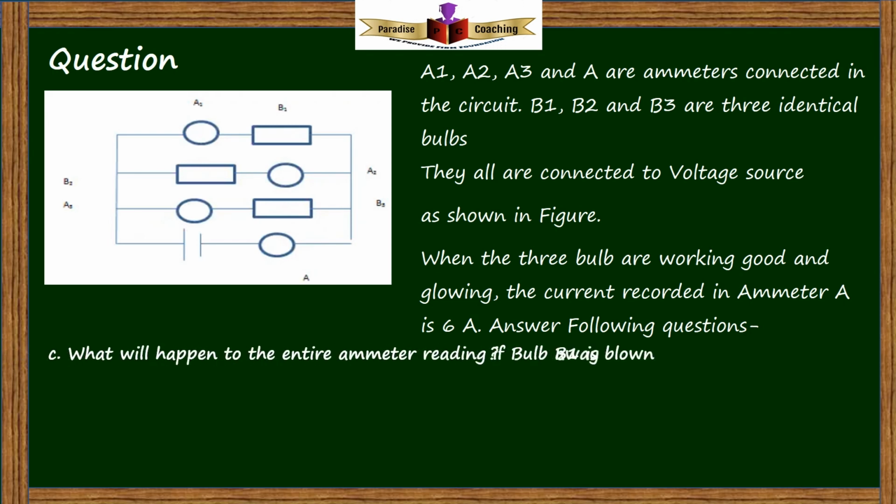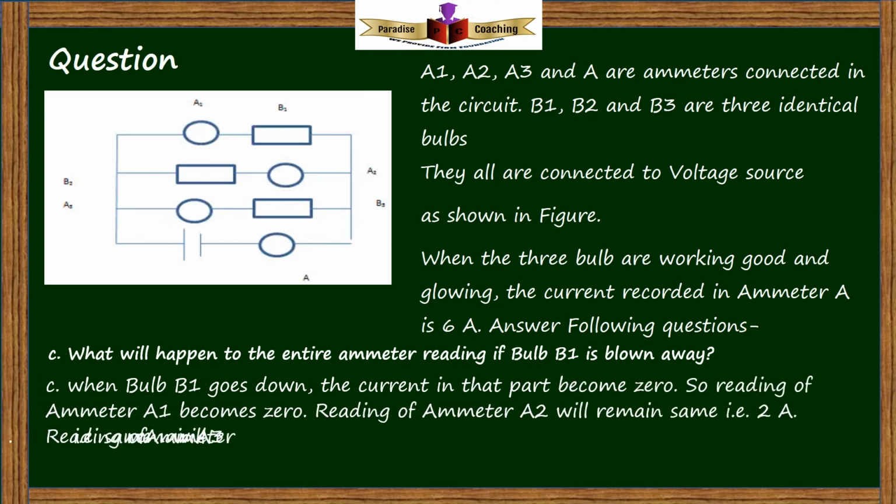Question C. What will happen to the ammeter readings if bulb B1 is blown away? When bulb B1 goes down, the current in that part becomes 0. So the reading of ammeter A1 becomes 0. Reading of ammeter A2 will remain the same, i.e. 2 ampere. Reading of ammeter A3 will remain the same, i.e. 2 ampere. Reading of ammeter A will be 2 plus 2 equals 4 ampere.